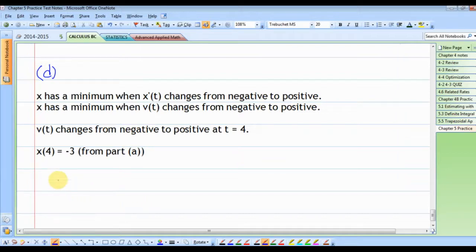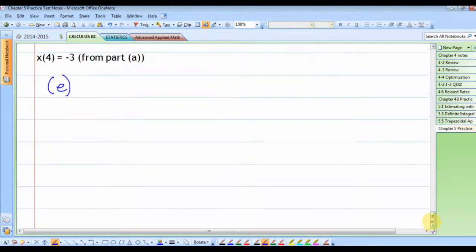Last one. Are they all going to have a part E? No. Like from ABC? No, they're not going to have 5 parts.